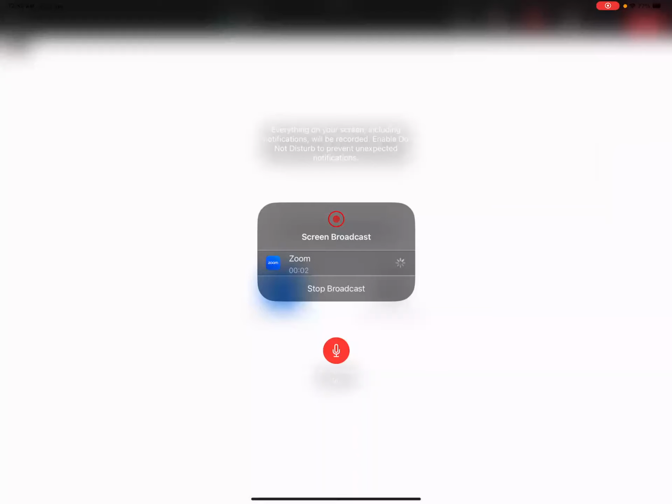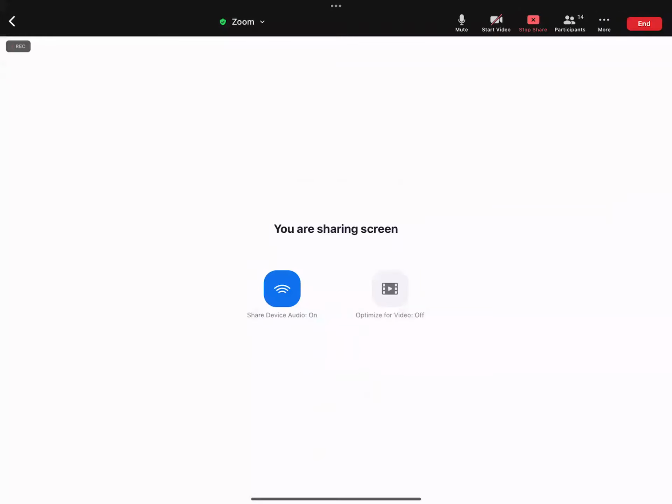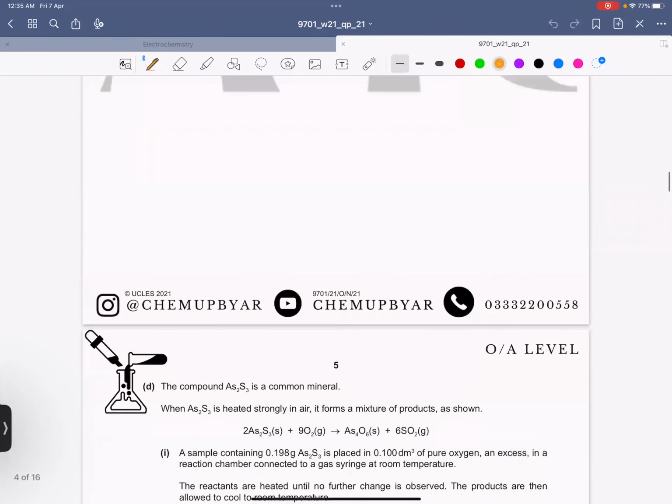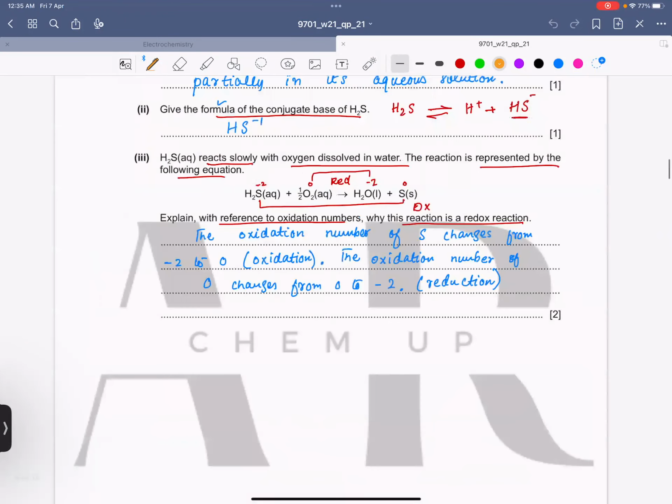Let's start. Is my screen shared? No, it's not shared. Yes, now is it shared? Yes. Okay. We were doing October November 21 paper 2-1 and we have ended over here and now we are continuing onwards.